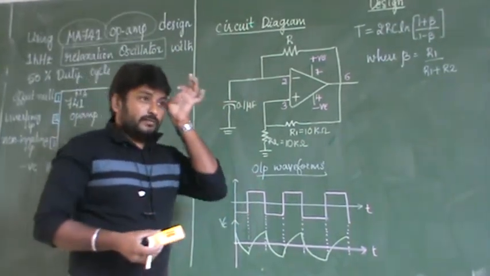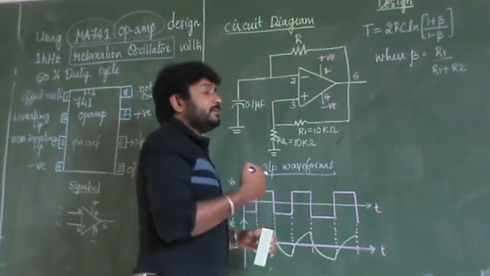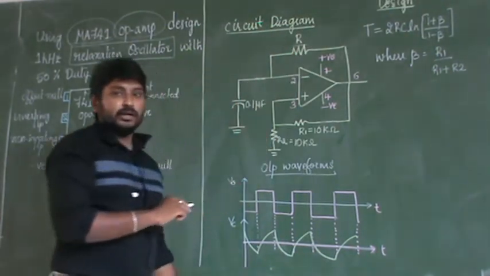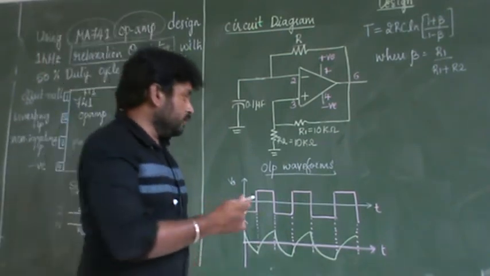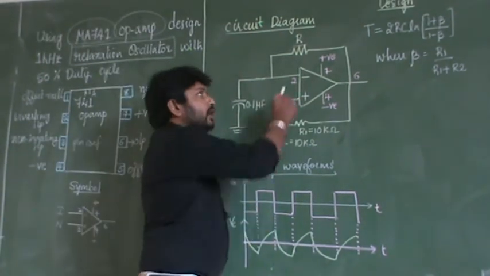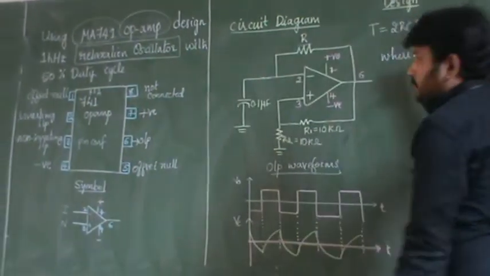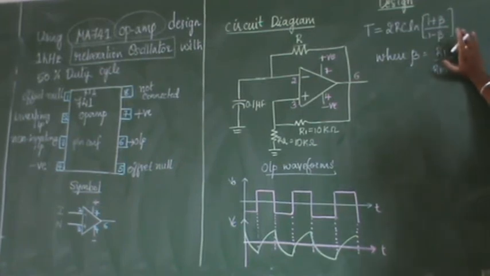Now I told you that I have to design it, right? If you want to design, what is meant by designing? You have to get the value of this feedback resistor. If you get the correct value of the feedback resistor, then only will you get the square wave. So how to get this value? To get that value, we have to use some formulas. This is not a derived formula. We are not going into the derivation.